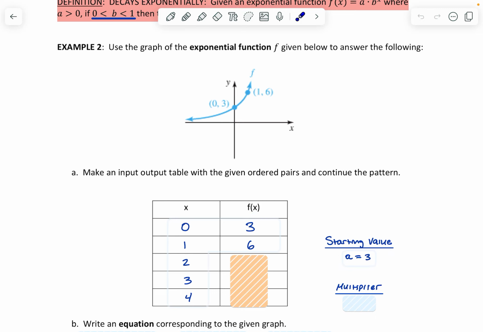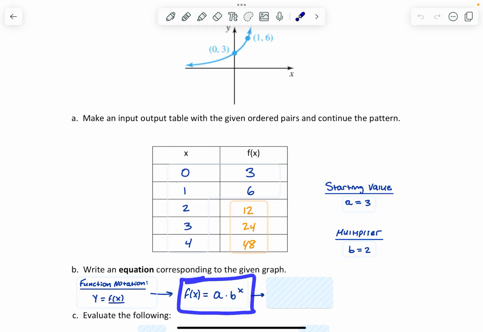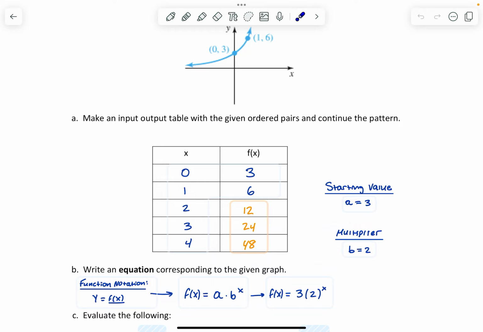And let's see. From 3 to 6, it looks like I multiply that by 2. And then I multiply by 2, multiply by 2, multiply by 2. So my multiplier, my b value, is 2. Writing an equation, we need this in function notation. So instead of using y's, we're going to use f of x. f of x is equal to a times b to the x power, where a is 3 and b is 2. 3 times 2 to the x power.